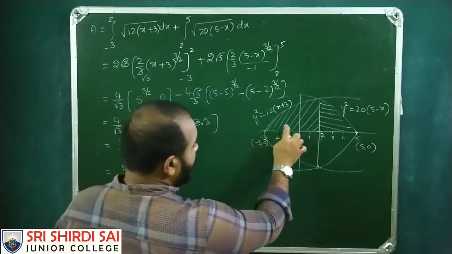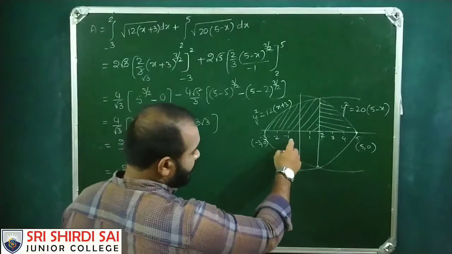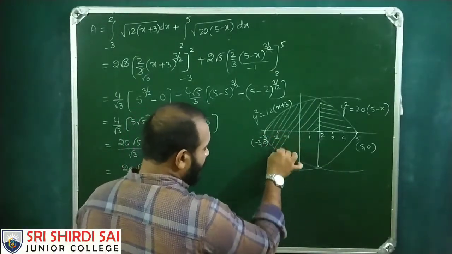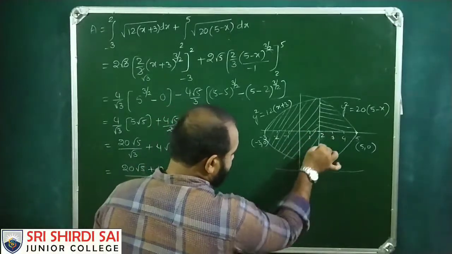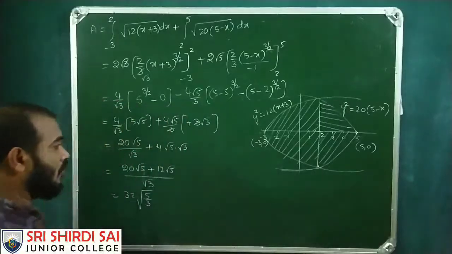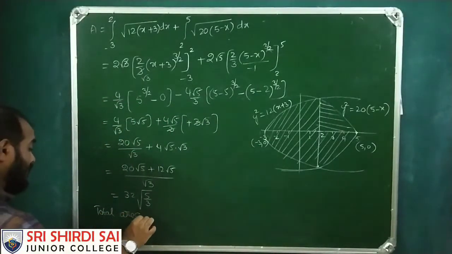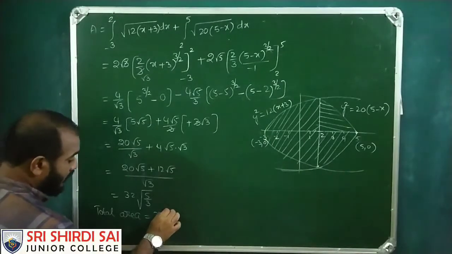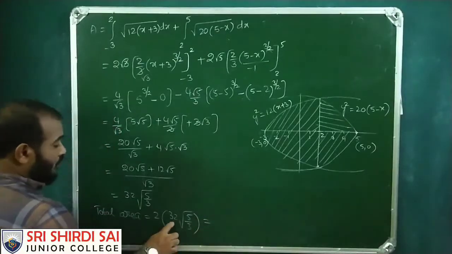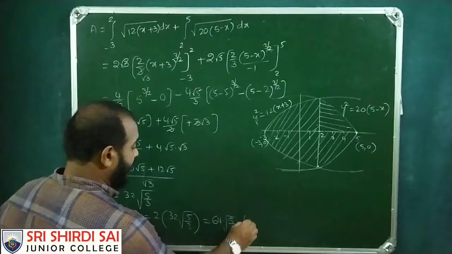Here this area only we are getting, so if I multiply with 2, then this area also we are going to get. So therefore the total area is equal to 2 into 32 root 5 by 3, that is 64 root 5 by 3 square units.